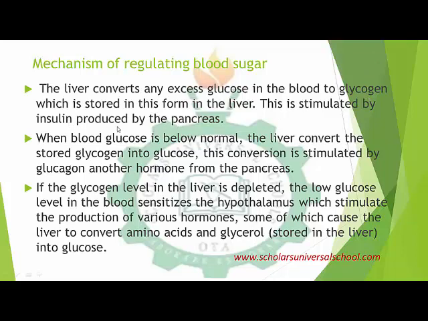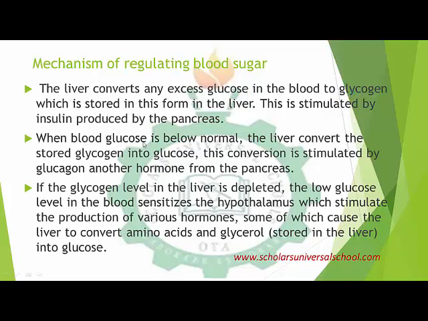By the time I'm talking about the endocrine system, I will mention this pancreas again as both an endocrine and exocrine gland. But now we are talking about the pancreas as producing a particular hormone, insulin, which helps to convert excess glucose into glycogen. So that glycogen is stored in the liver.